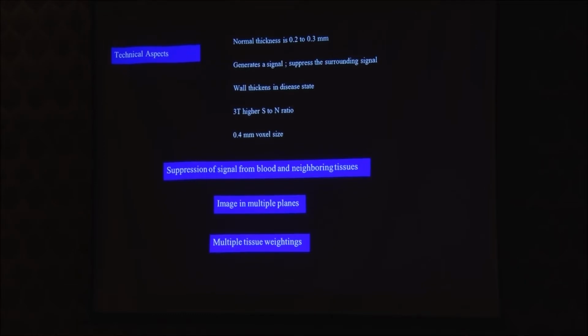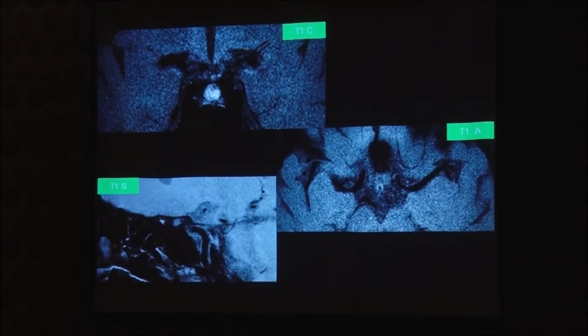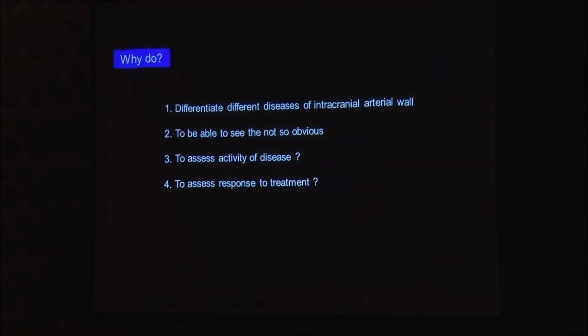We want to use a 3 Tesla MRI, so we have a higher signal-to-noise ratio. The important points are suppression of signal from the blood, that is a blood-black sequence, as well as from the surrounding neighboring tissue. We image in multiple planes, and we have multiple tissue weightings. So we have T1 coronal, axial, and sagittal sections. You do a T1 post-contrast, as well as a T2 imaging.